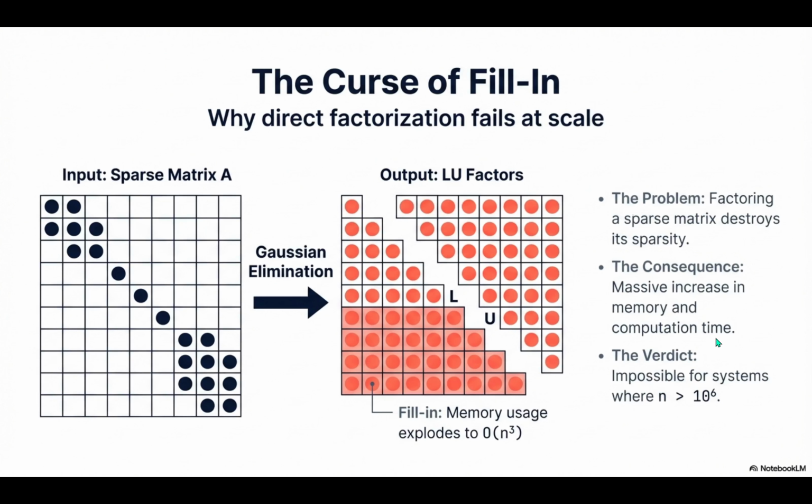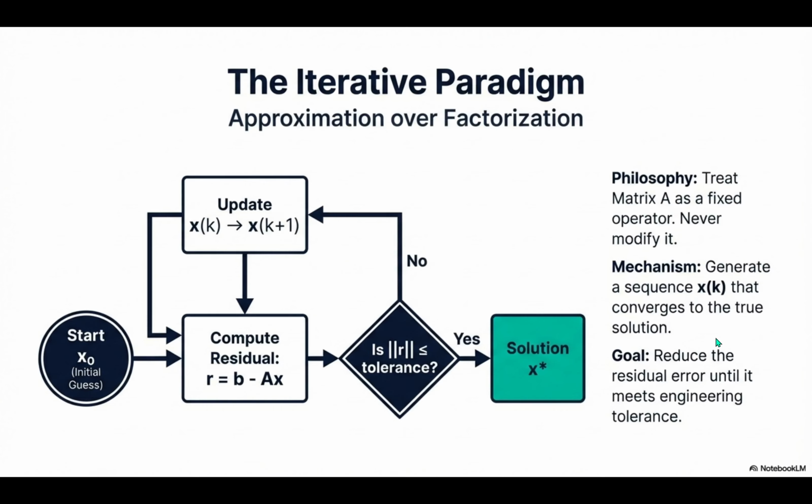We start with a guess. Let's call it x0. We run it through the math, see how wrong we are, and then use that error to make a better guess, x1. And you just keep doing that over and over. Over and over and over. You generate a sequence of guesses that hopefully converges to the true solution.